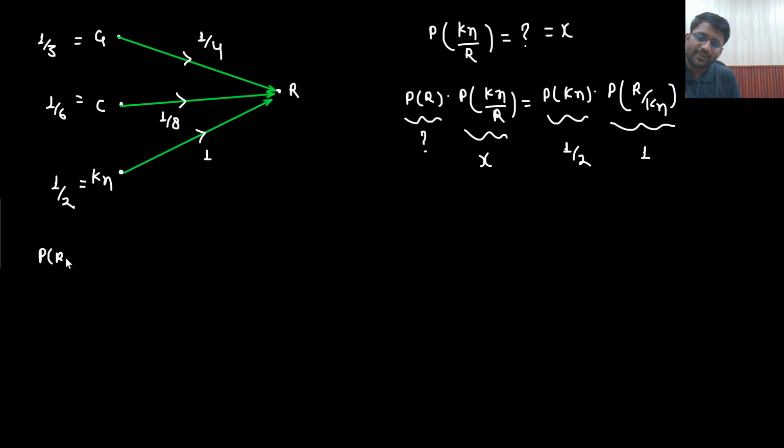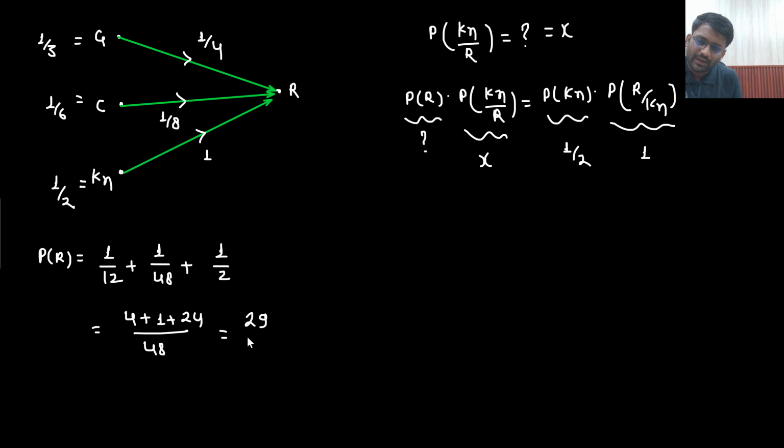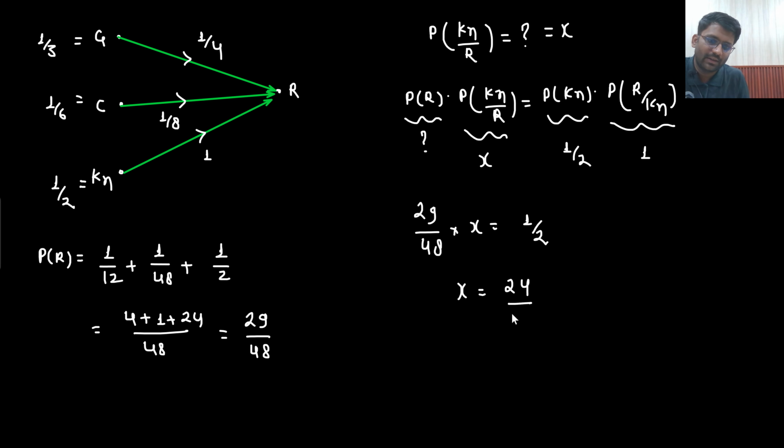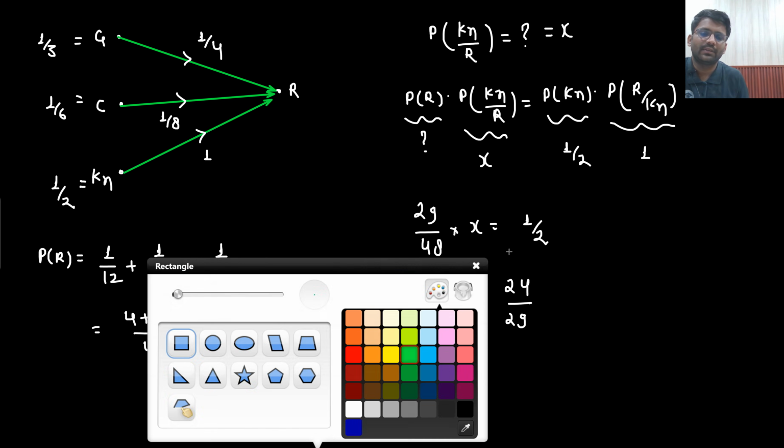Can I find out P of R? Absolutely, sir. P of R would be nothing but 1 by 3 into 1 by 4, that will be 1 by 12, plus 1 by 6 into 1 by 8, that is 1 by 48, plus 1 by 2. So this is coming out to be 29 by 48. Multiply with x will be equal to 1 by 2. x will be equal to 24 by 29. There you go. This is the answer.